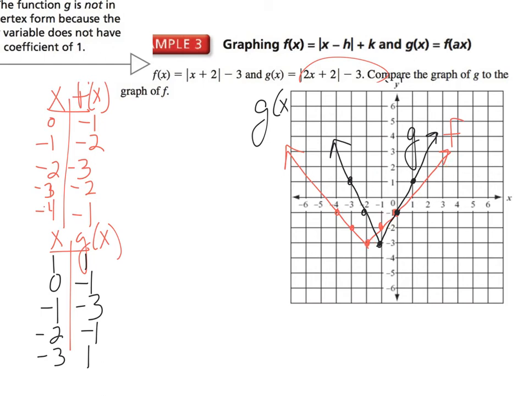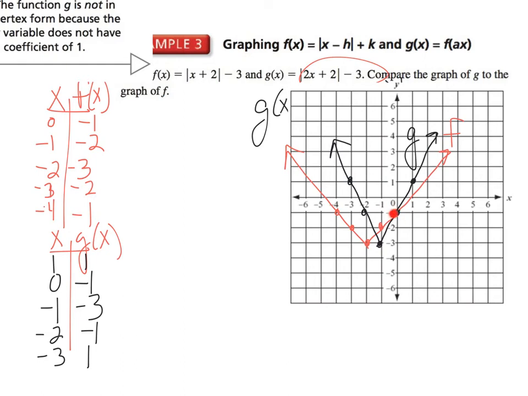What's happened? Well, it's been shrunk. And how do I know it's been shrunk? Well, because it's been squeezed together. So this is a horizontal shrink. How do I know it's a horizontal shrink and not a vertical stretch? This is why. From last chapter, you noticed that if it's a horizontal shrink or stretch, the y-intercept is the same between the graphs. If it's a vertical shrink or stretch, the x-axis is the same.